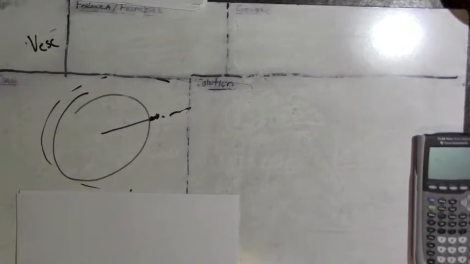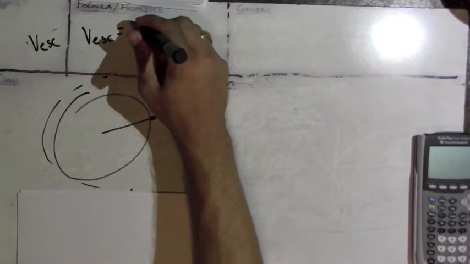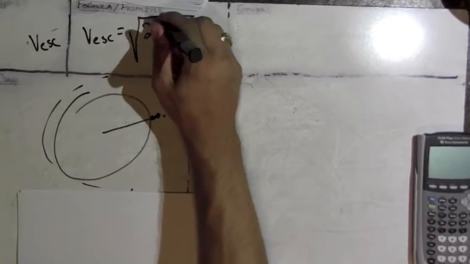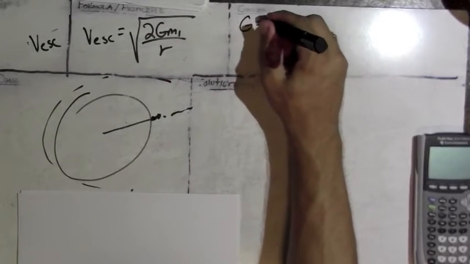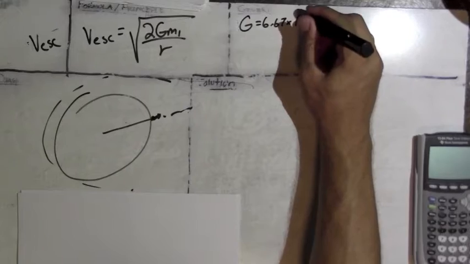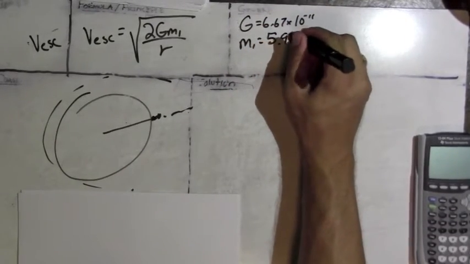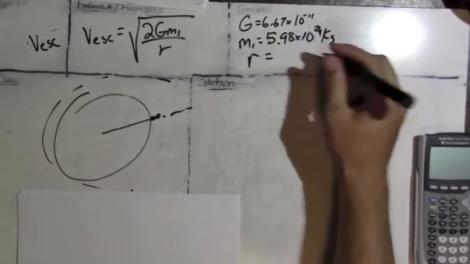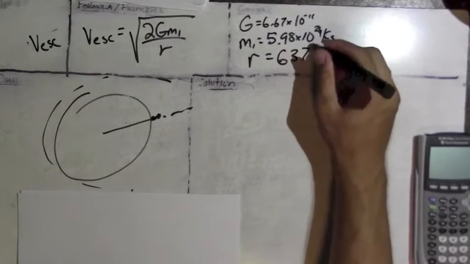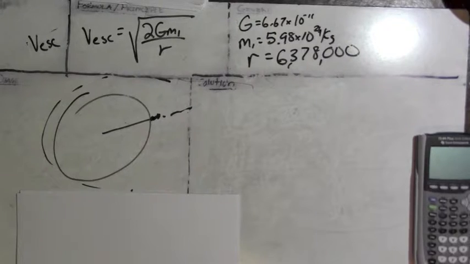We're looking for the escape velocity. So how fast does a rocket have to go to, say, go to the moon? And the formula that we've learned is the square root of 2GM1 over r. Well, we have the G value, that's our universal gravitational constant. We also have our mass value, and we have our radius value, which is converted to meters as that. So this is a pretty simple calculation.